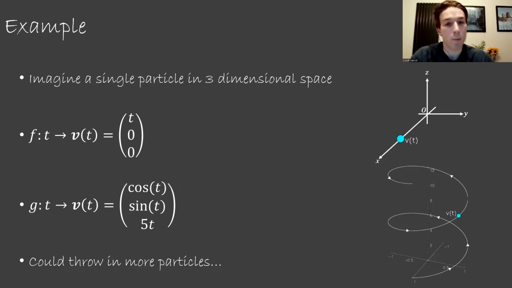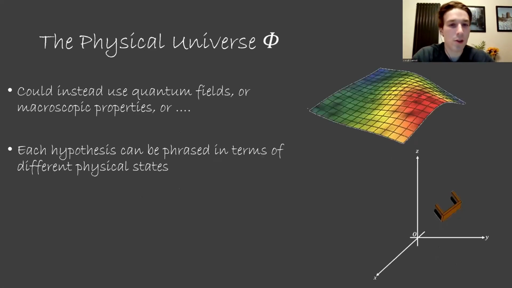You can imagine throwing in more particles to make this more complicated. We don't actually have to use particles necessarily, though. For example, we could use quantum fields. In this case, we talk about how the field develops in time instead of the location of a particle. This would be a different choice of phi. Or maybe we use macroscopic properties. If we have a table moving around in space, I could just say where the table is, instead of all the individual particles of the table. The nice thing is that each hypothesis can be phrased differently in terms of physical states. This means one hypothesis could think about the world in terms of particles, another in terms of quantum fields, and another in terms of macroscopic properties.